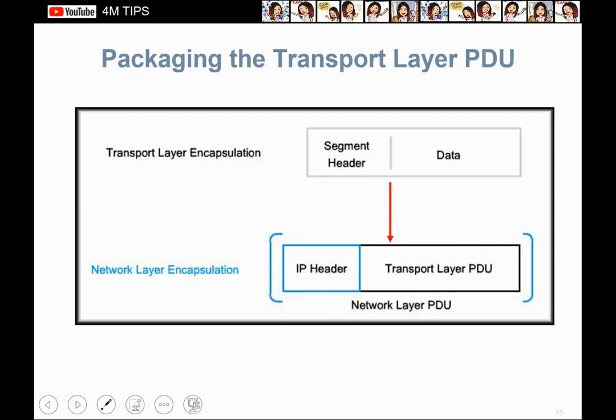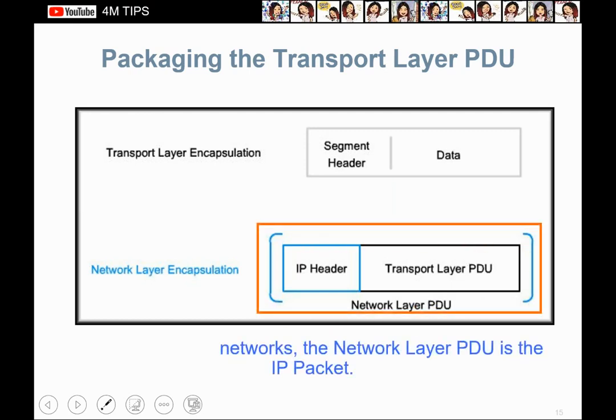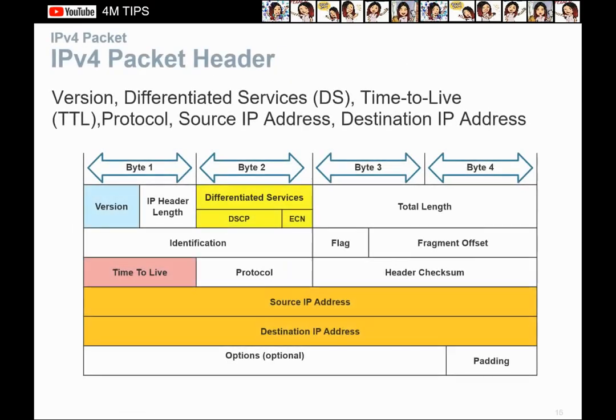So when the encapsulation happens and I use the IPv4 packet header, inside here we'll have the version. This version will identify whether I'm using the IPv4 or IPv6 protocol. I might have differentiated services, which is what type of services that you have. You will have the time to live as well.